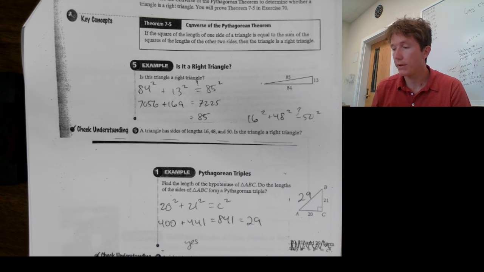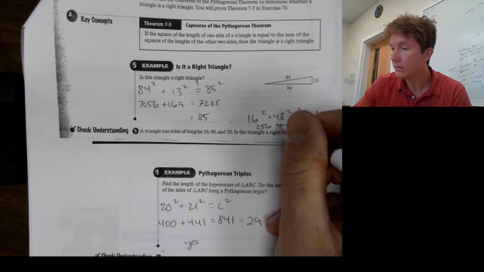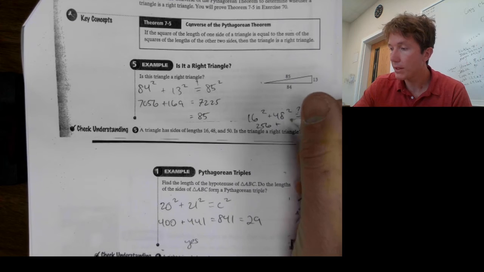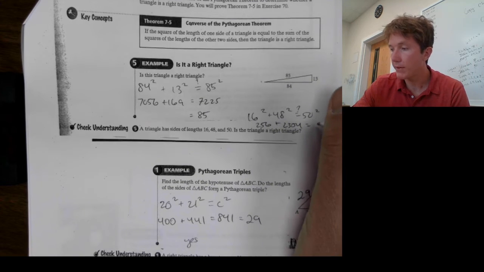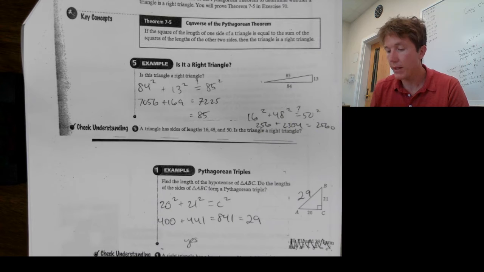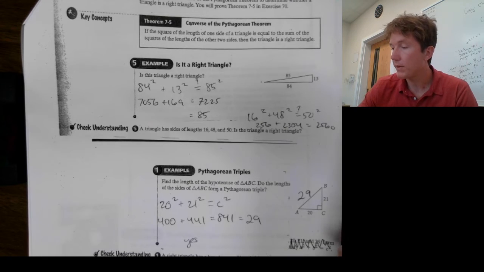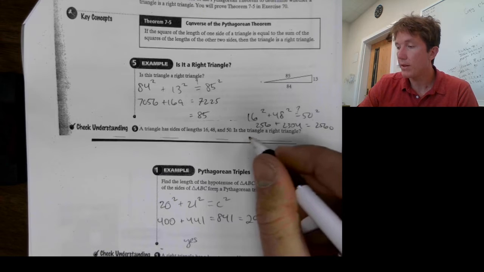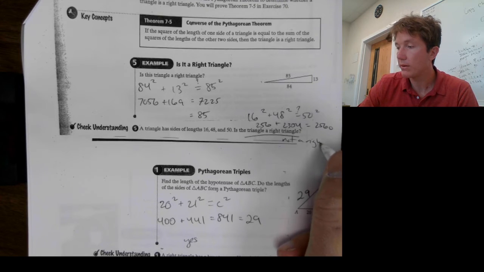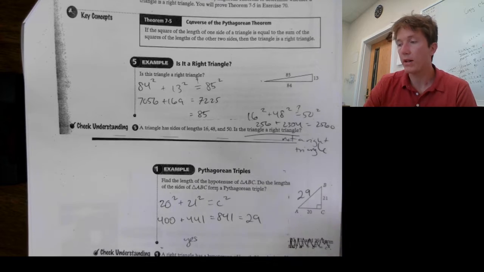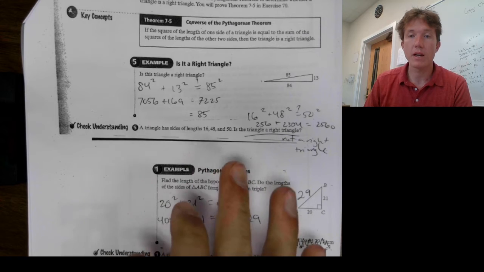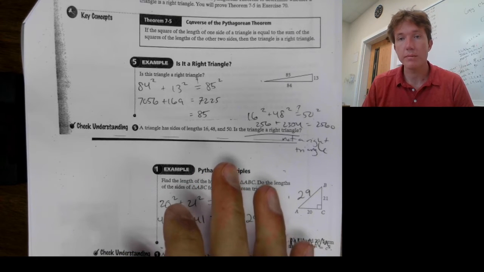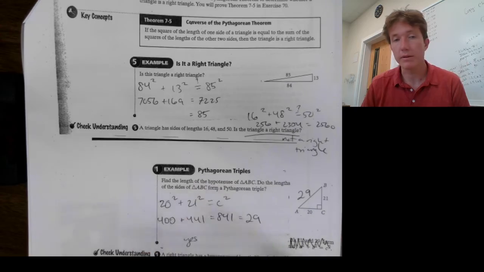16 squared is 256. 48 squared is 2304. So we'll add those two together. That's 2560. Take the square root of that. That equals 50.59. So this is not a right triangle. It is not a right triangle because the sum of the squares of each side did not add up to the square of the hypotenuse.